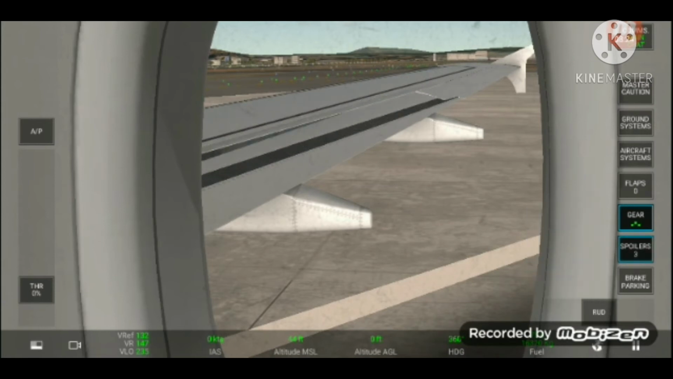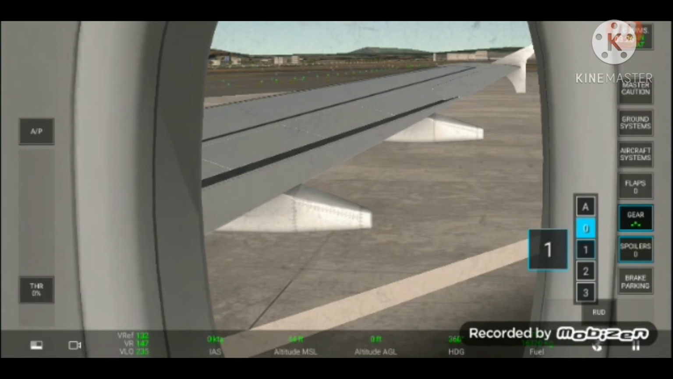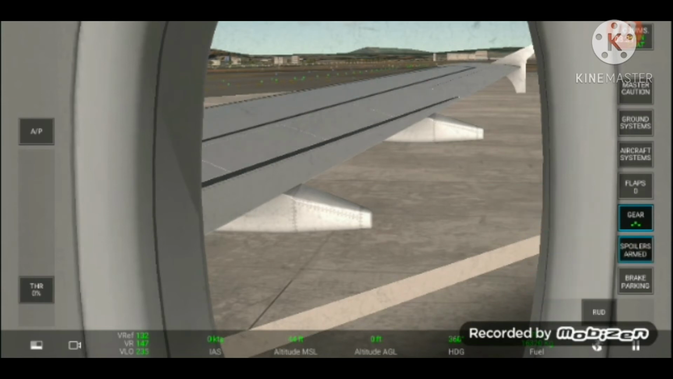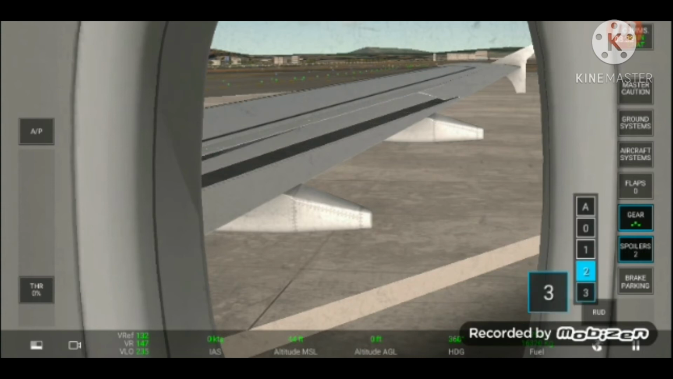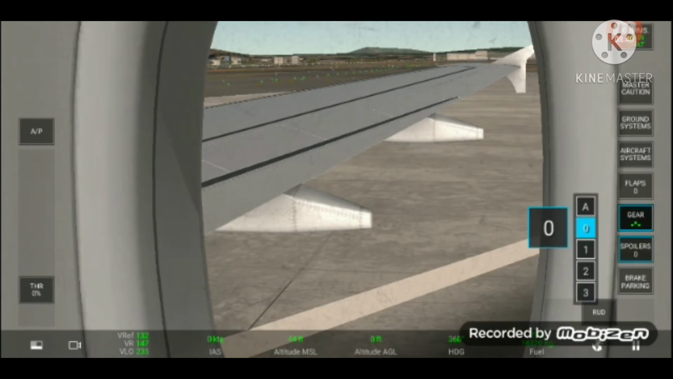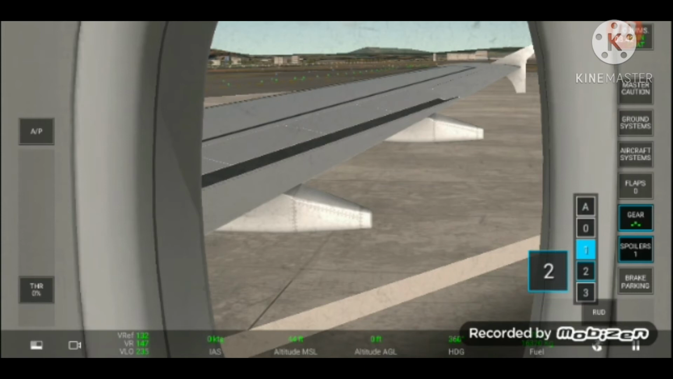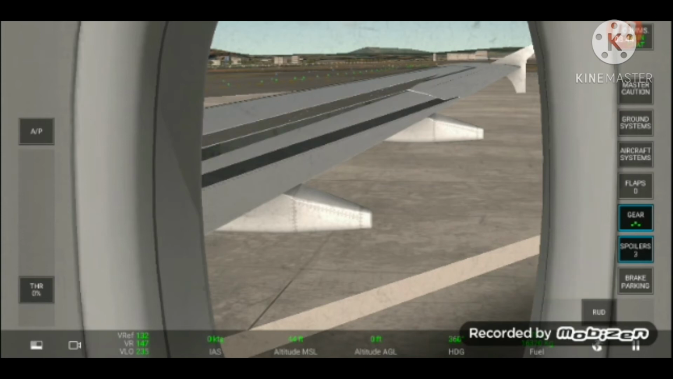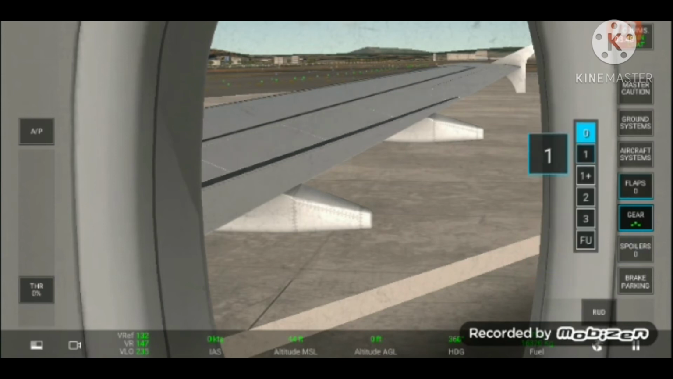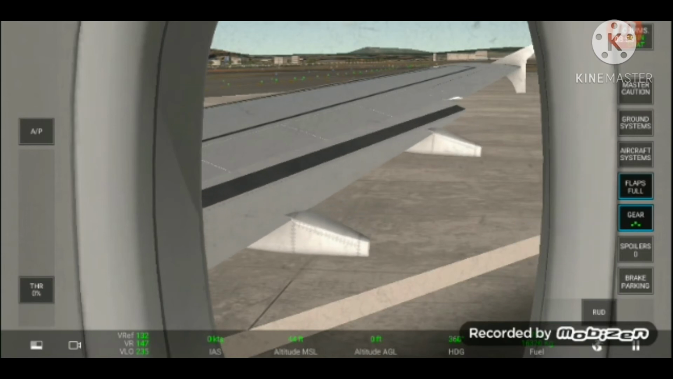Now, this was about spoilers. Let's go to flaps. Flaps are mounted on the trailing edge on the inboard section of each wing near the wing roots. They are deflected down to increase the effective curvature of the wing. Flaps raise the maximum lift coefficient of the aircraft and therefore reduce the stall speed. Now, what is stall? Stall speed is the lowest speed at which the plane can fly.